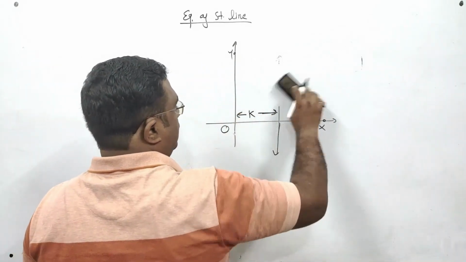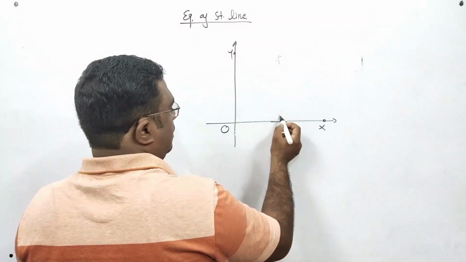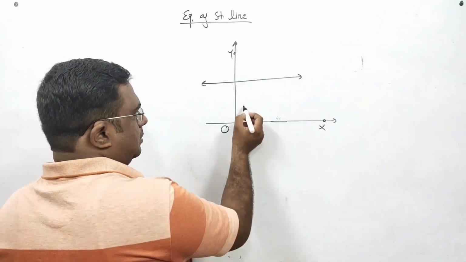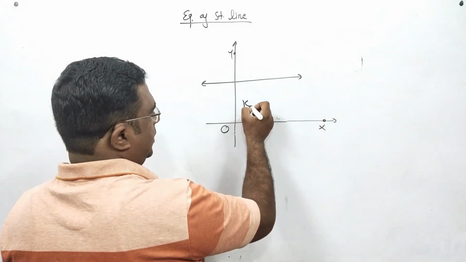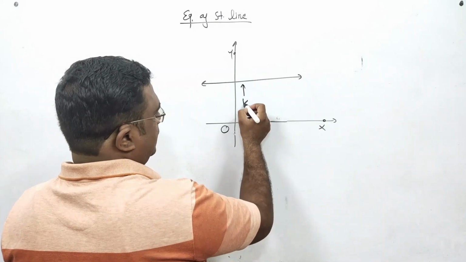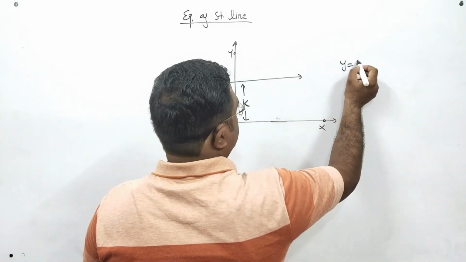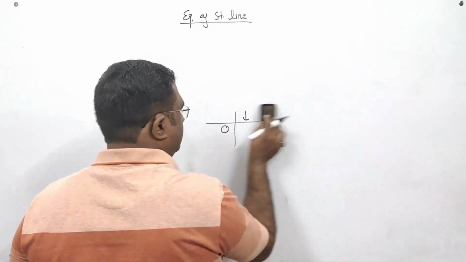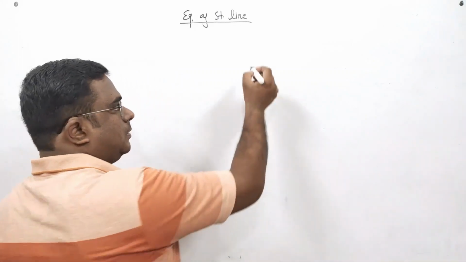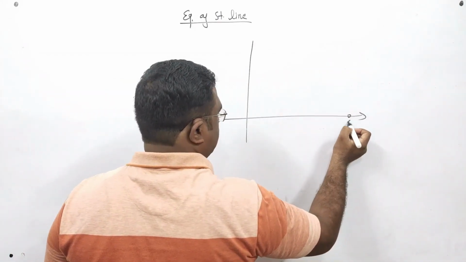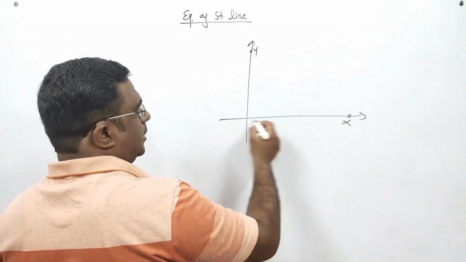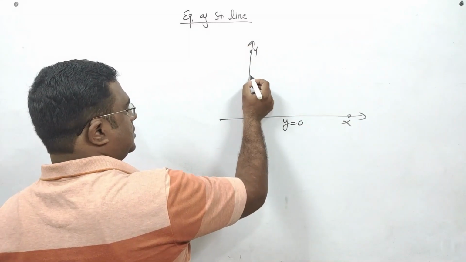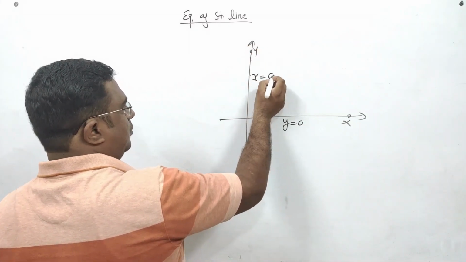Similarly, if a line is parallel to the x-axis, suppose the line is here and this line is parallel to the x-axis, and the displacement of this line from the x-axis is k. In that situation, the equation of this line will be y is equal to k. Last formula, it is the x-axis, it is the y-axis. The equation of the x-axis is y is equal to 0 and the equation of the y-axis is x equal to 0.